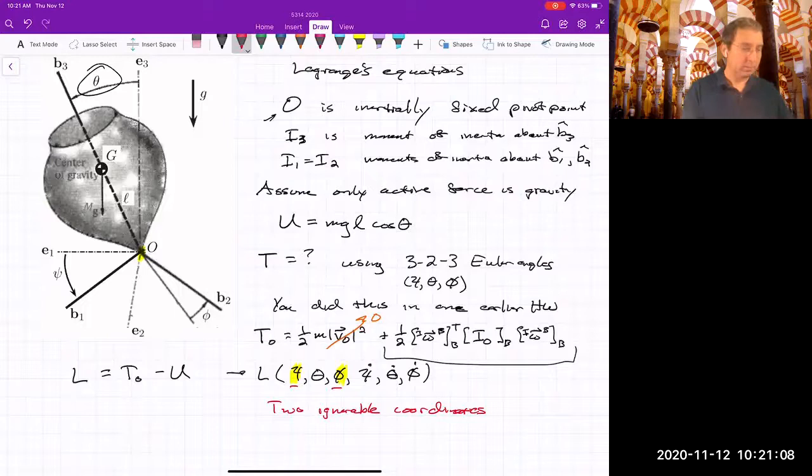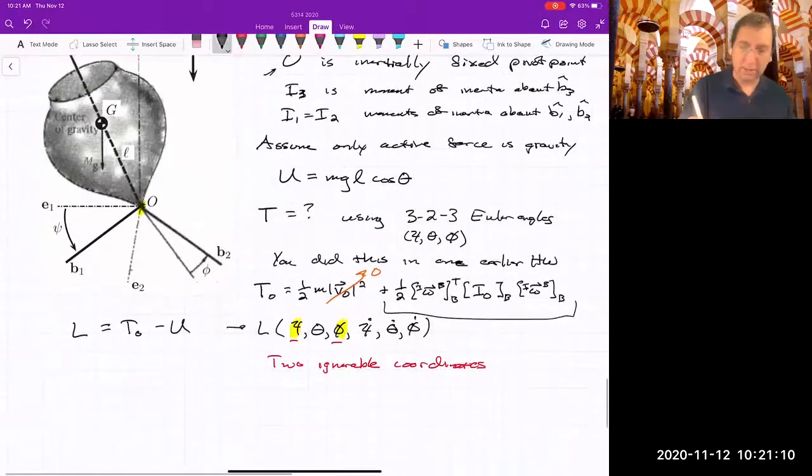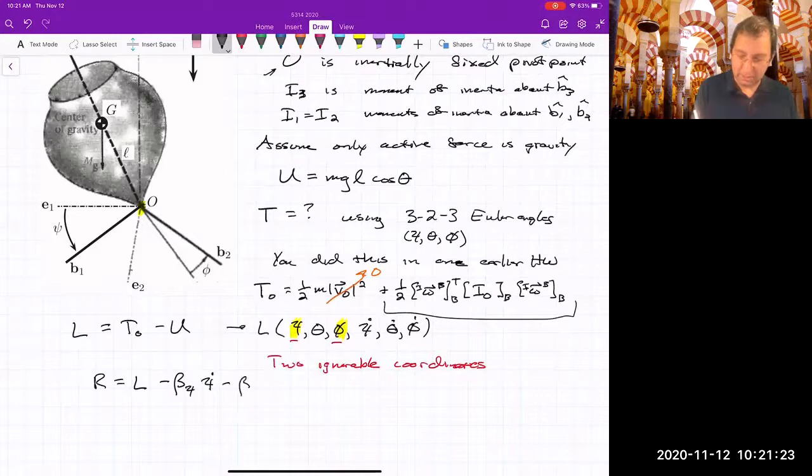And so you could write the Routhian as the Lagrangian minus beta psi dot minus beta phi dot, where you write psi dot and phi dot in terms of the betas.